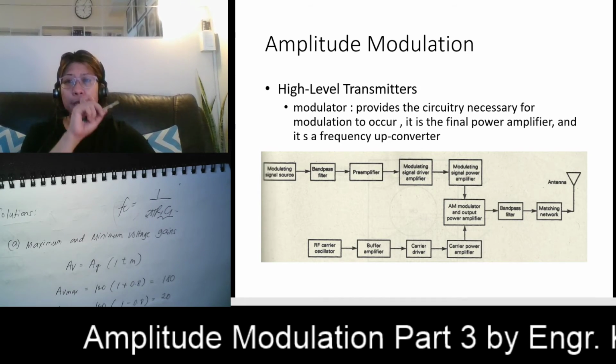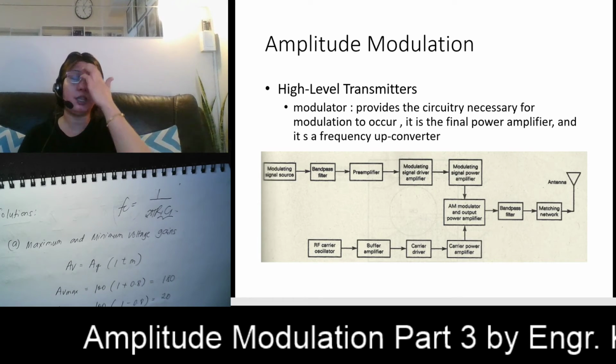So for the modulator of high-level transmitters, what is the difference? This is your block diagram for a high-level AM double-sideband full carrier transmitter. Your modulator here basically does three things. It provides the circuit necessary for modulation to occur, and at the same time it is the final power amplifier, and at the same time it is your frequency up converter.